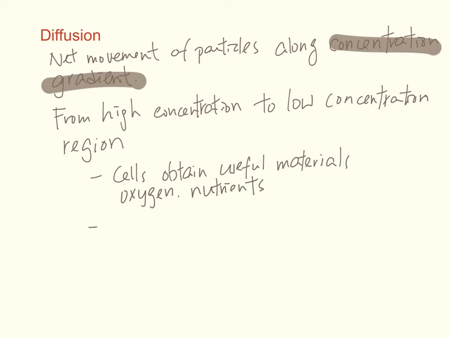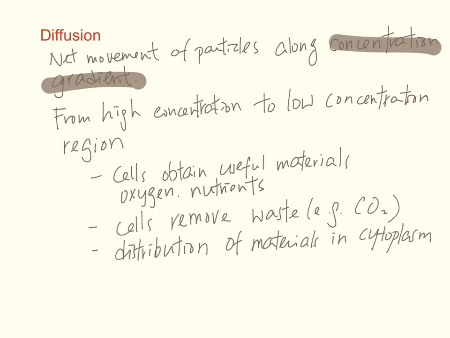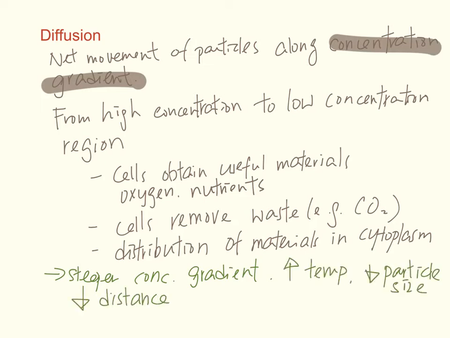This is also a way for cells to get rid of what they don't want, such as carbon dioxide, and it's needed to distribute materials in the cytoplasm. To get a higher diffusion rate, you would want the concentration gradient to be steeper, the temperature to be higher, the particle size to be smaller, the diffusion distance to be shorter, and also a larger surface area.